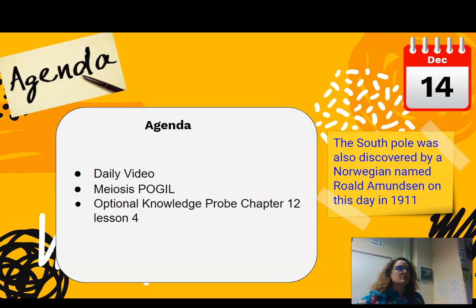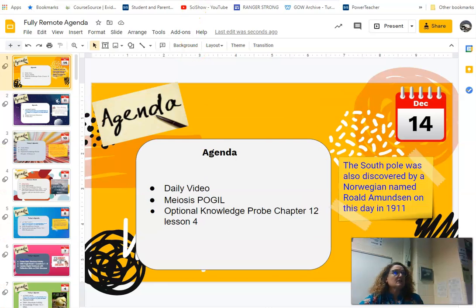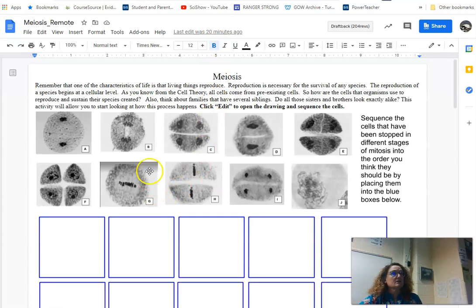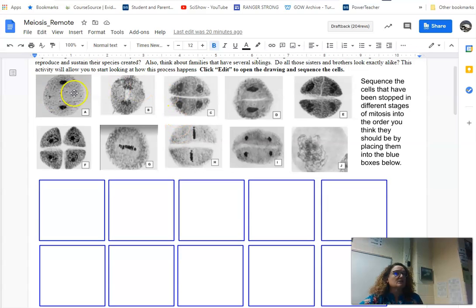Good morning. So today what you guys are going to be working on is the meiosis program. This is going to be on the classroom, and as you go into classroom, you'll see the assignment. It looks like this, okay, it was pushed out to you. The first thing that you're going to do is take a look at these cells.